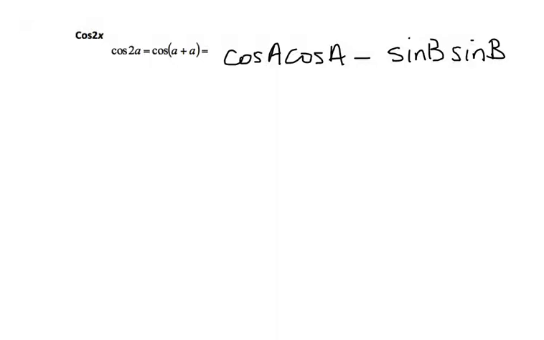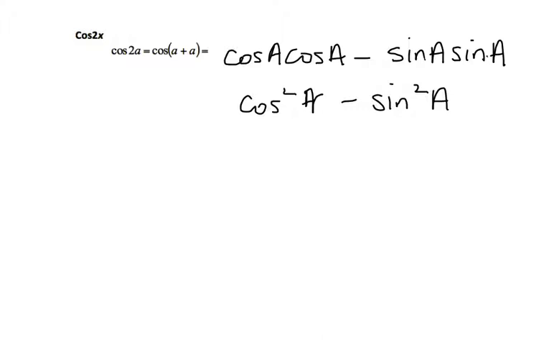Cos 2a then, cos a plus cos a, that's going to be cos a cos a minus sine a sine a. My gosh, of course not b's, a's, because we only have a's. Okay, which turns into cos squared a minus sine squared a.